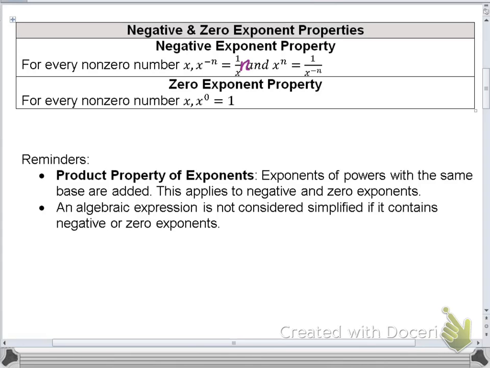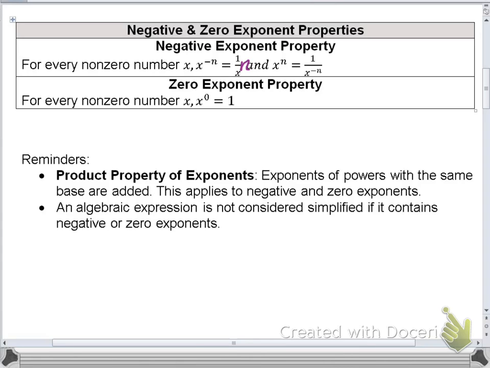And the same is true of the reverse. So if we have x to the n power, we can move it to the bottom of a fraction and call it x to the negative n power. So it works both ways. And then again, the zero exponent property is here for you, just to remember in your notes that anything held to a zero exponent equals 1, no matter what the base number is.